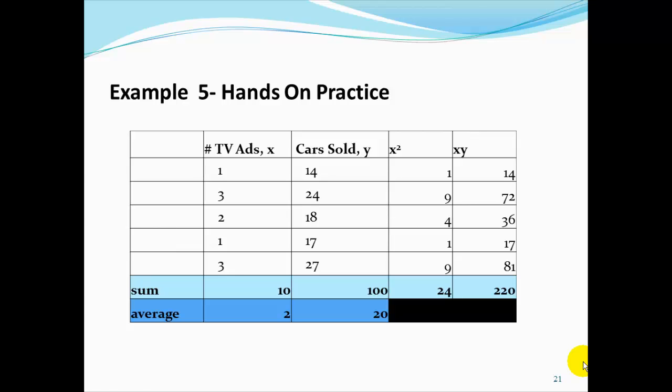You should have set up a table with your x values, your y values, your x squared values, and your x times y data pairs. You should have summed up all of your columns and computed the average for the first 2 columns, as shown on this slide.